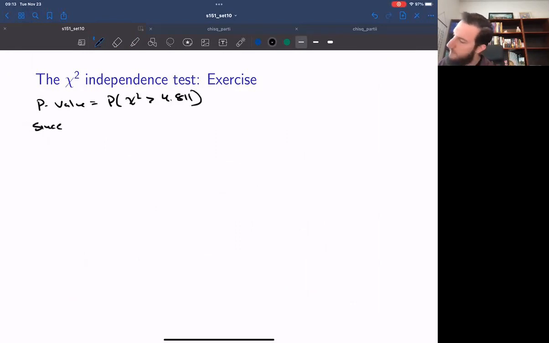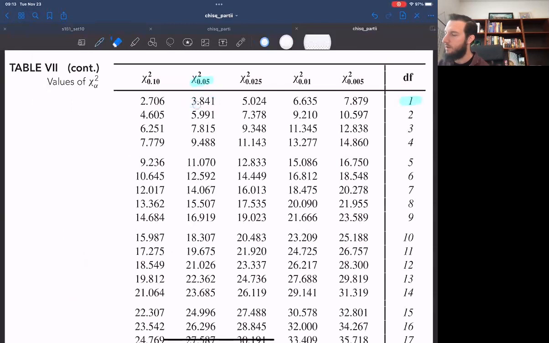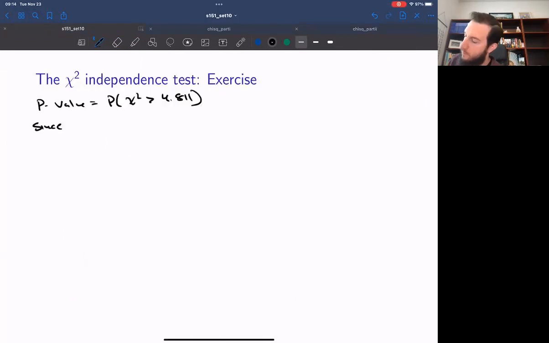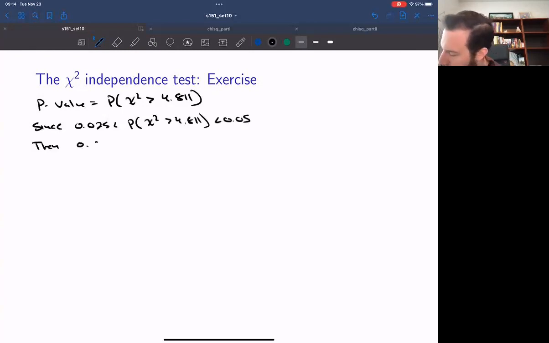So since, and then we would go to our table, we have 1 degree of freedom. We can see that 4.811 is in between 3.841 and 5.024. Okay, so therefore our p-value is going to be between 0.05 and 0.025. So since 0.025 is less than the probability that a chi-square exceeds 4.811 is less than 0.05, then 0.025 is less than the p-value is less than 0.05.